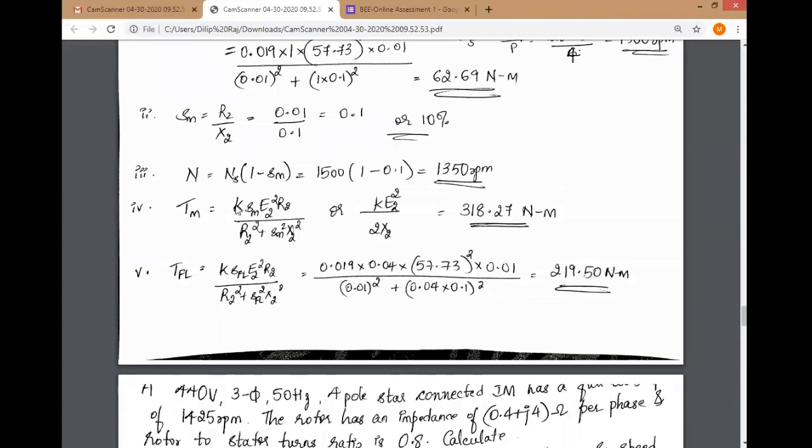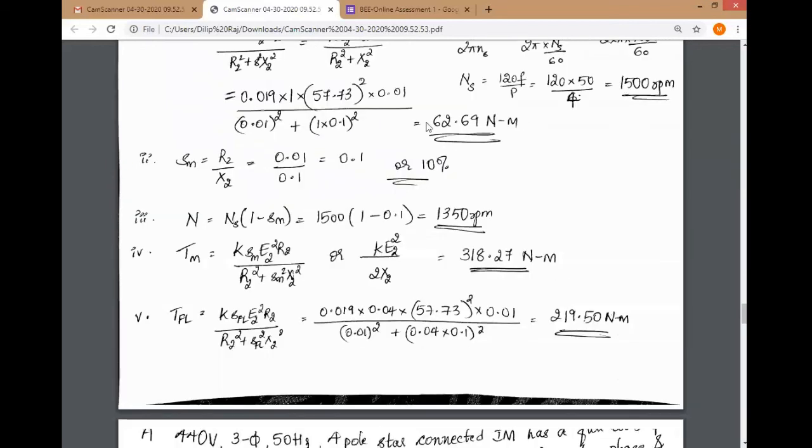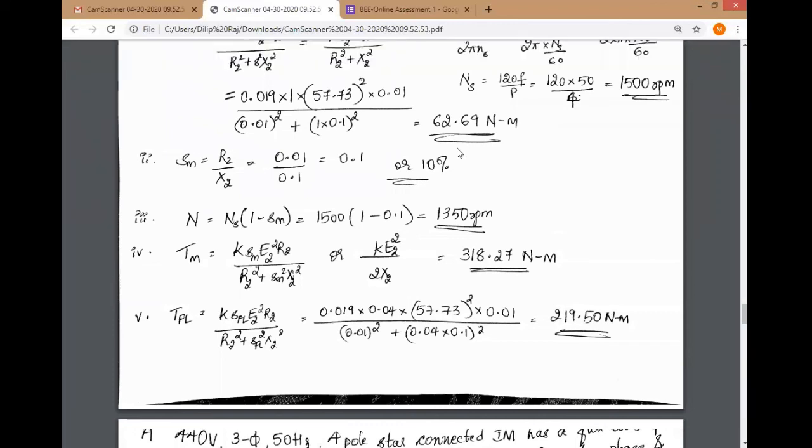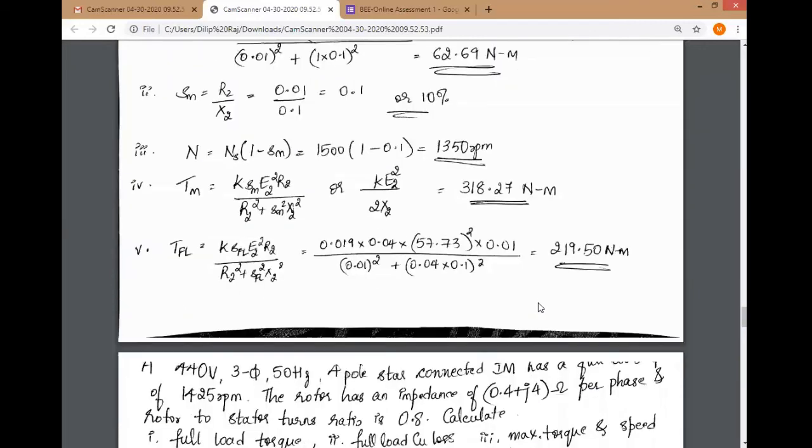So you can just observe the ratio here itself. The maximum torque is much higher than that of the full load torque. So here we have calculated three torque values. One is the starting torque, which is 62.69 Newton meter. The other one is the maximum torque, which is 318.27, and the full load torque, which is 290.50 Newton meter.